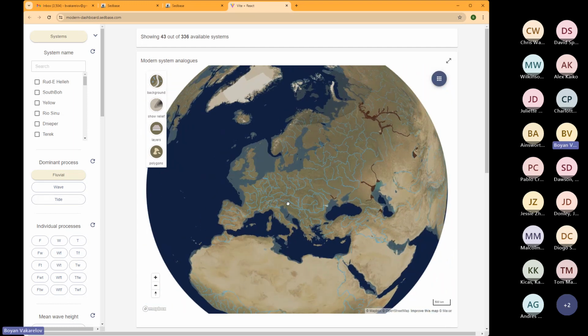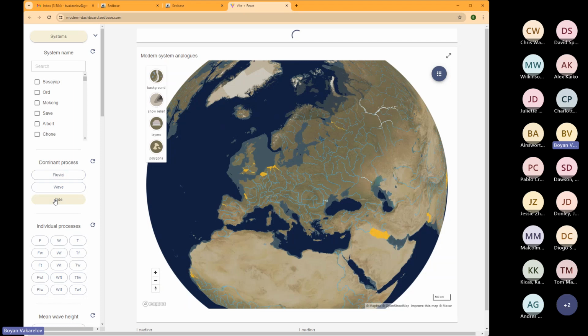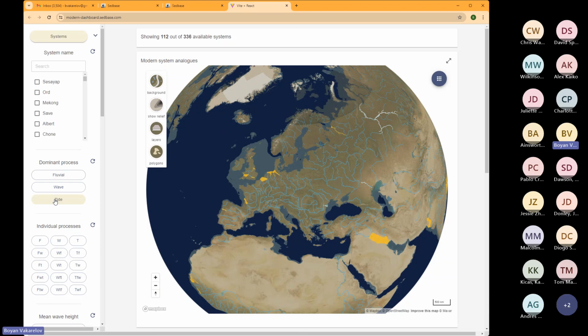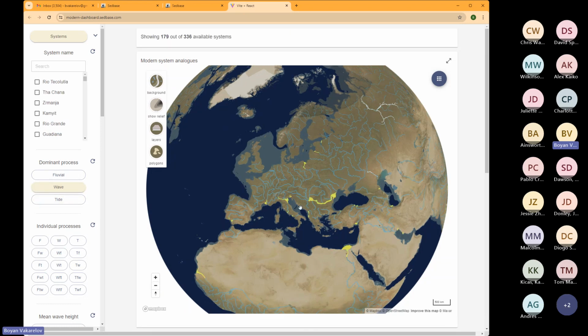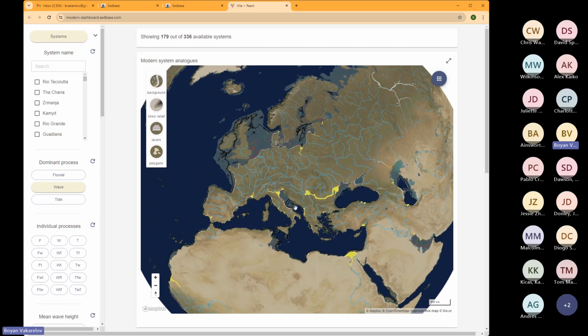Let me actually zoom out so that we can see more of these things. If I click on tides, only orange systems appear. So these are our tide-dominated systems. If I click on wave, only wave-dominated systems appear. Okay, so you can very easily and quickly narrow down your search in terms of process. Now we discussed that process is a fairly important thing.